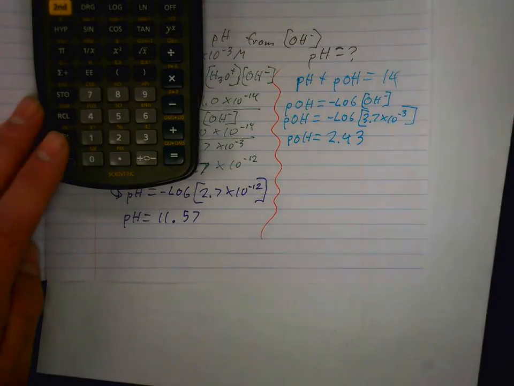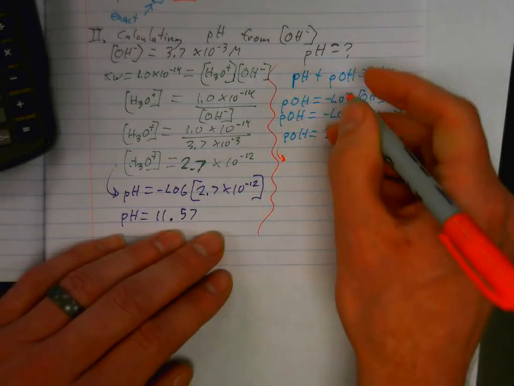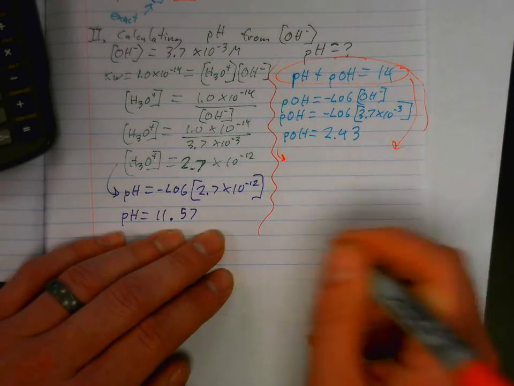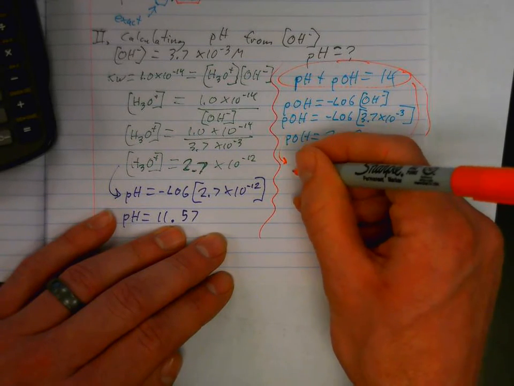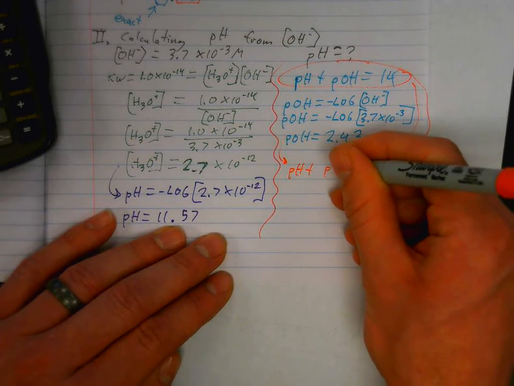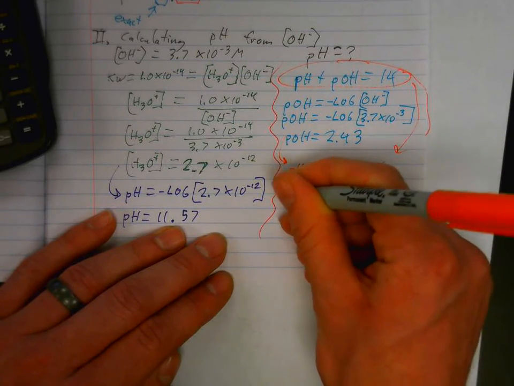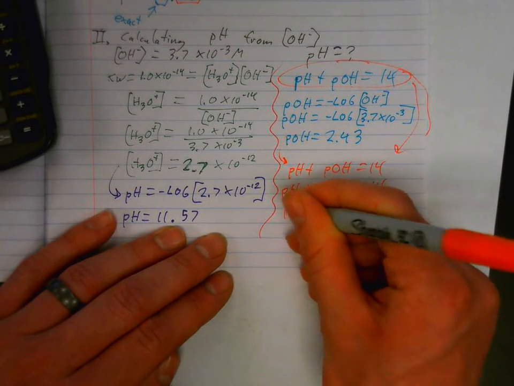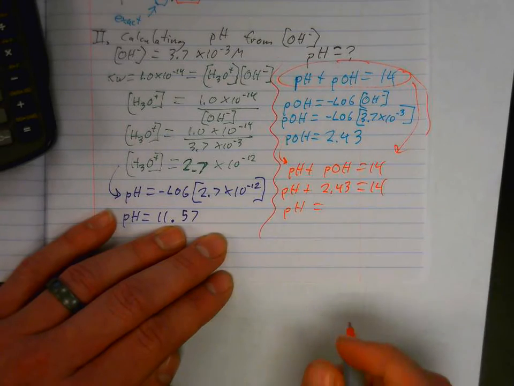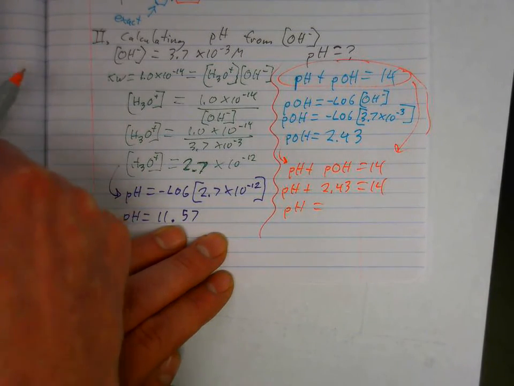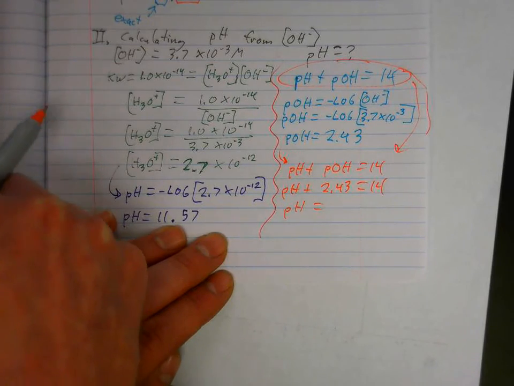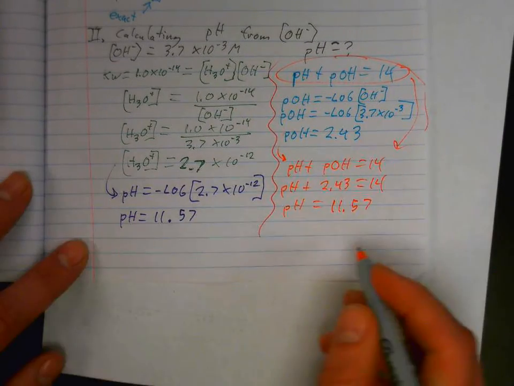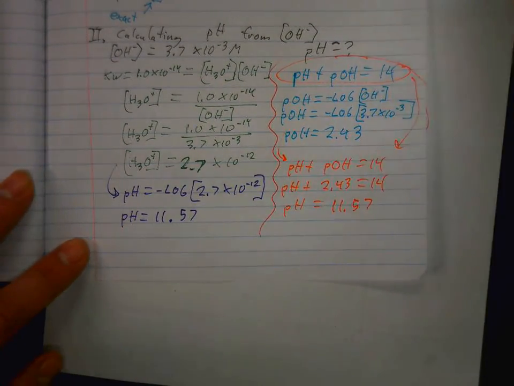Now we can plug that in. Since the pH plus the pOH is 14, take that idea and we have pH plus pOH equals 14. So the pH plus 2.43 equals 14. So the pH then is 14 minus 2.43. So the pH is 11.57. Two ways to do the problem, end up with the same answer.